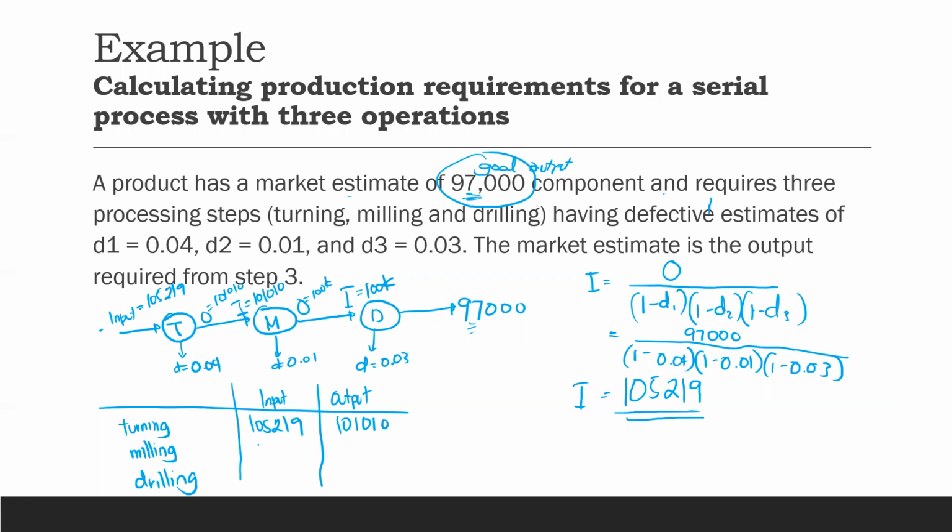Okay, and then yan yung input natin dito. Ito rin po. That would result sa 100K. That 100K is also the input for the drilling process kasi sequential naman po sila. Then that would result sa 97.